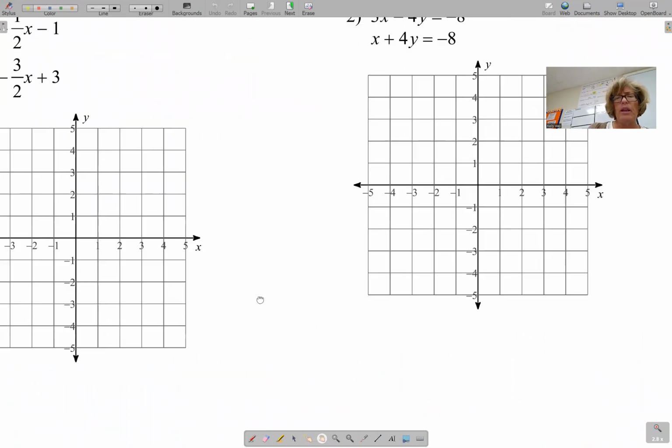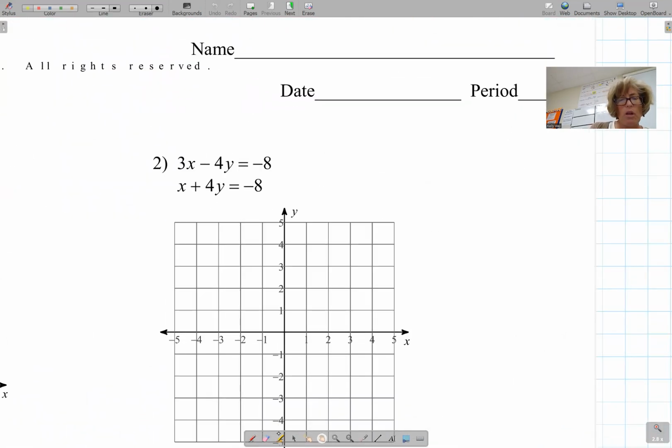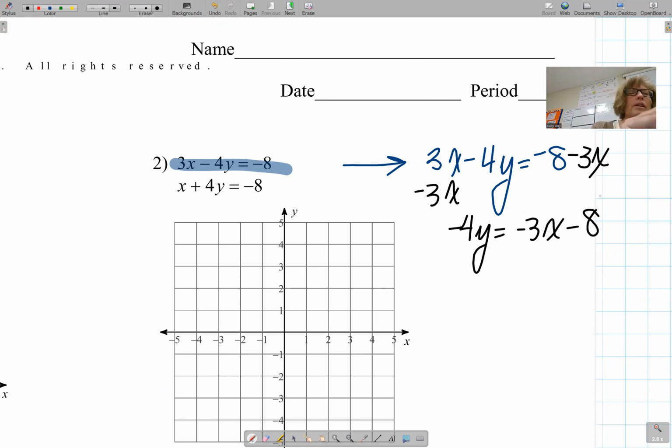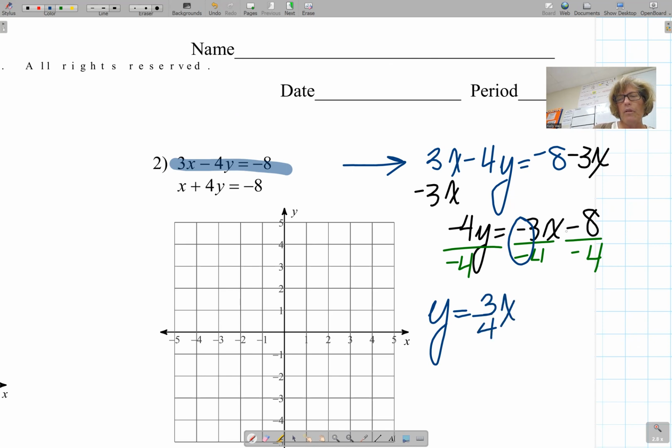So solving by graphing, you want to simply graph these two lines. And the way I'm going to do that is I'm going to change both of them to y equals mx plus b. So taking a look here. First, I bring the x over, minus 3x both sides. Now I'm going to divide out that -4. And I get y equals double negative, positive, double negative, positive.